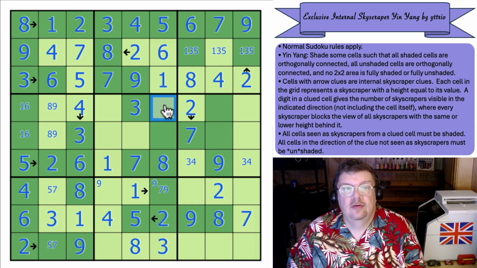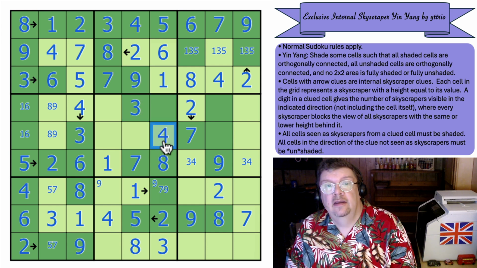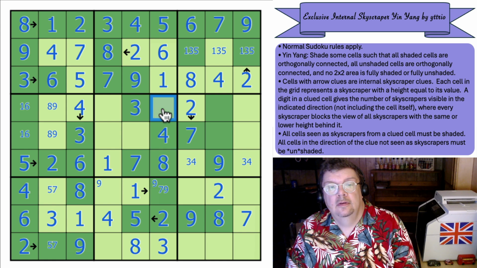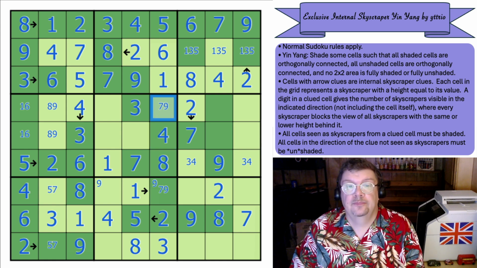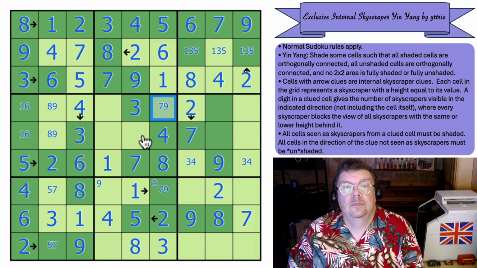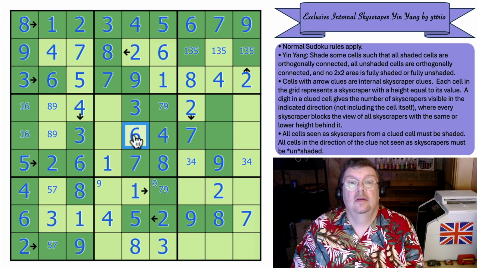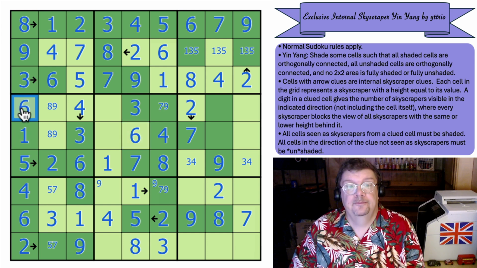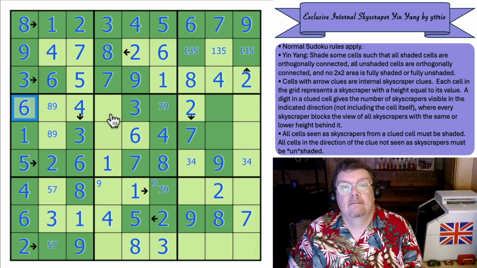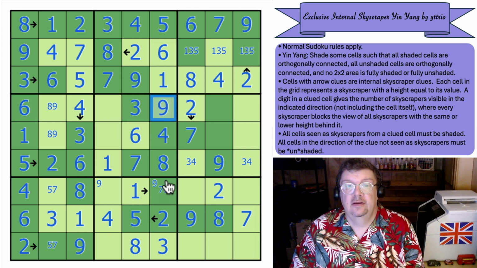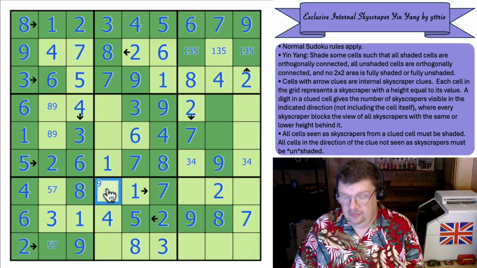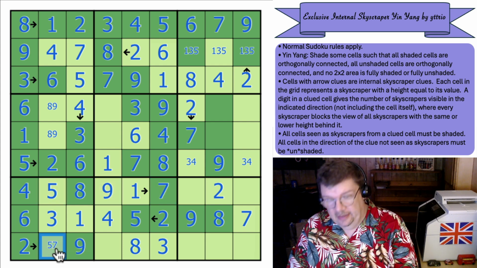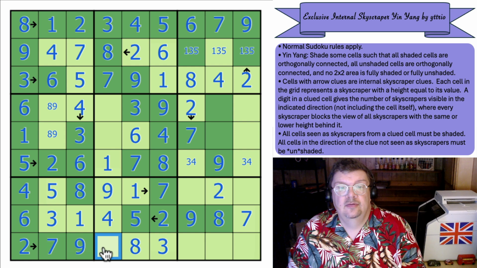Only place for 4 in this column is here. That makes that a 7 or a 9. This digit is known. It is a 6, which resolves my 1 and 6 over here. That 7 means that that's a 9, so this is a 7, the 9 is here, this is a 5 and a 7. This must be a 6.